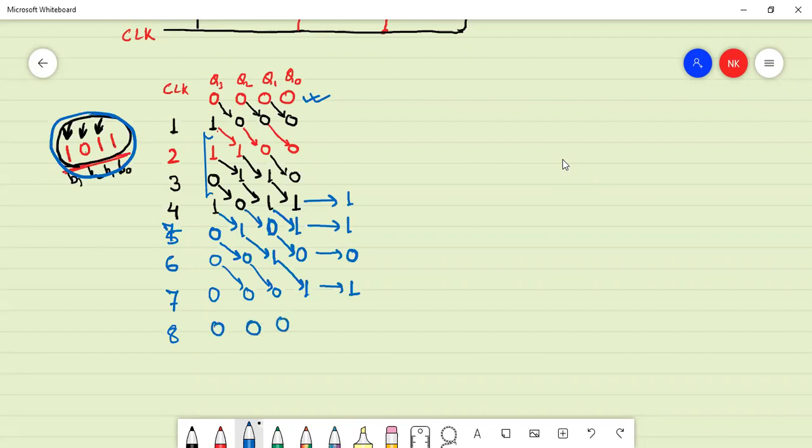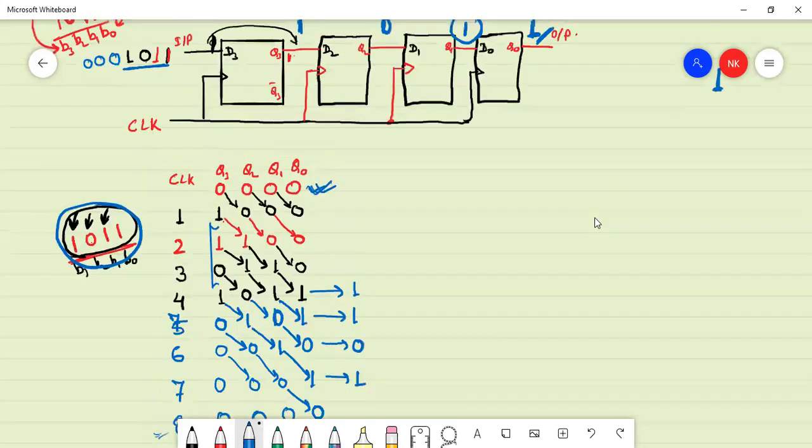0 0 0, and this 0 will come here. Okay, so in this way, in all the 8 clock pulses, we have started from this, and we have got this. So in this case, we have seen that if we have n bits of data, then n clock pulses are required to save the data in the flip-flops, sorry, in the register. Okay, that we have to see.